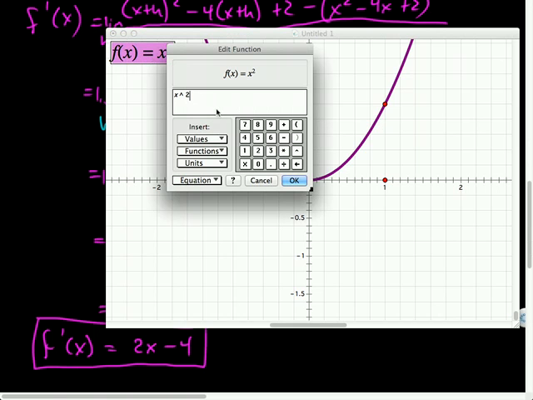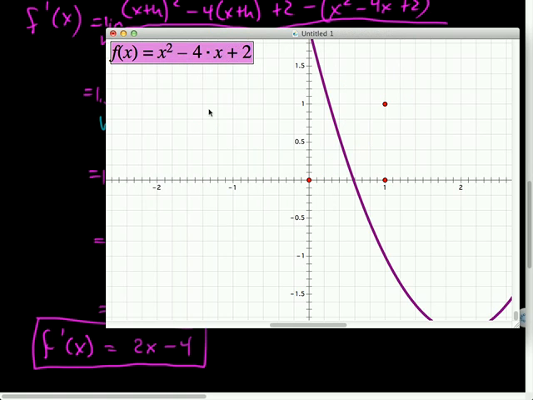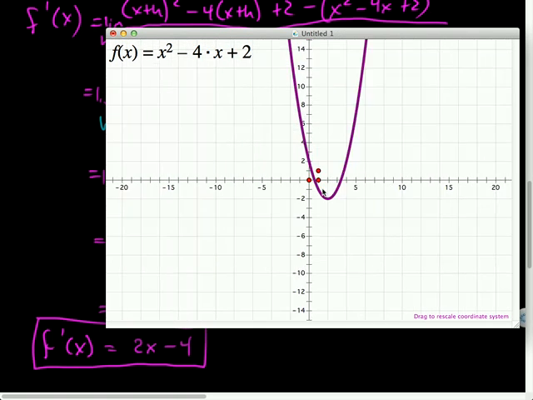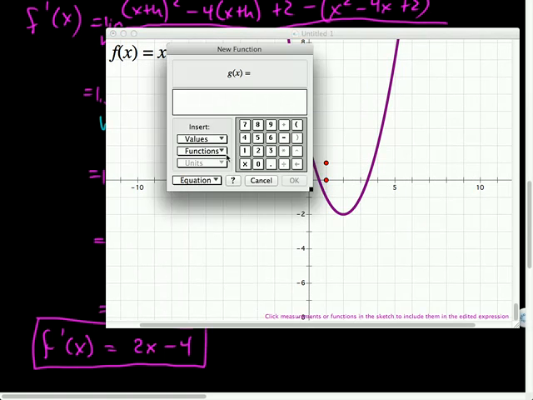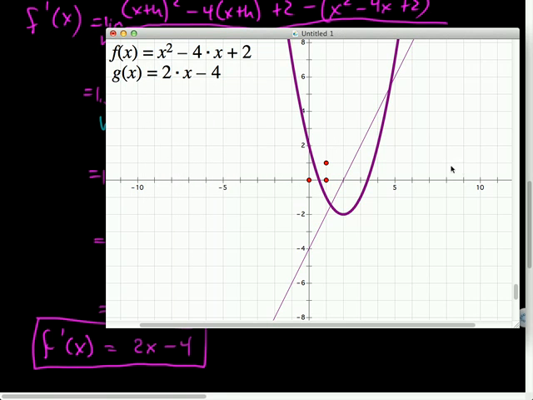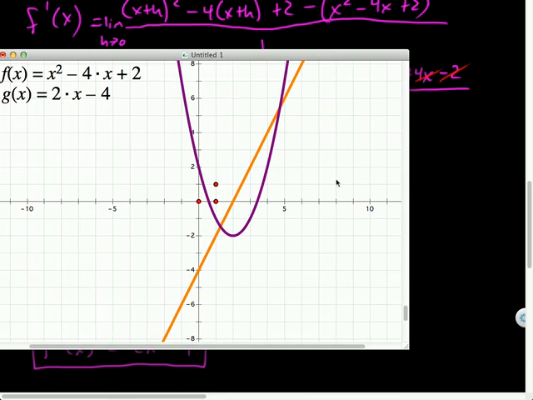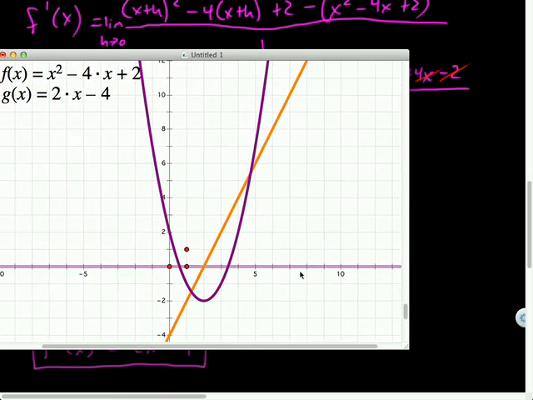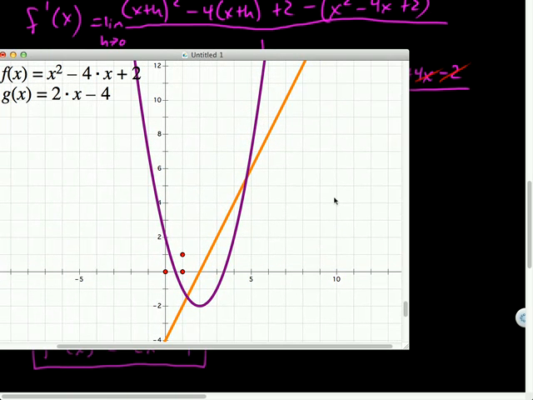Let's see, what was our original function? It was x squared minus 4x plus 2. And so here's our original. And h, or g of x, which is my derivative in this case, we're saying is 2x minus 4. Display, line style, thick, display, color, and I'll make it orange or something. So this orange function represents the slope of the purple function at any given point.